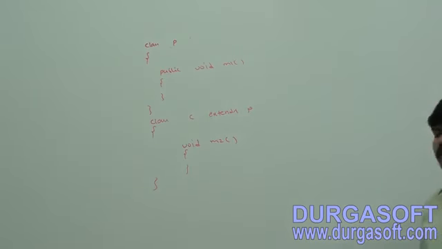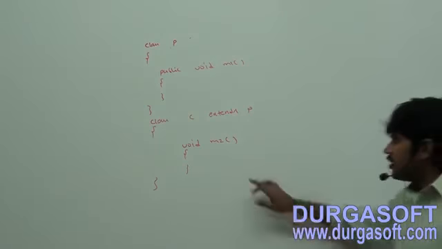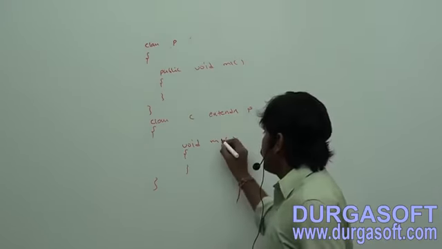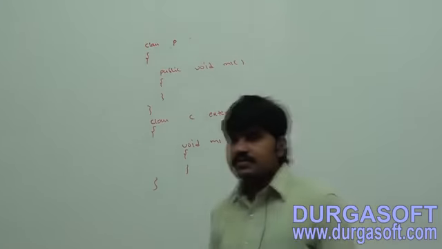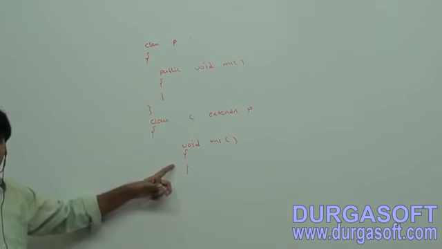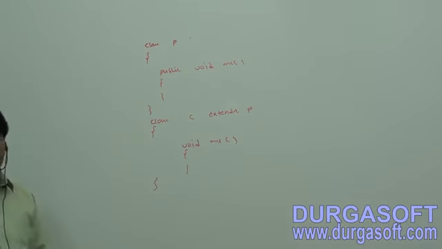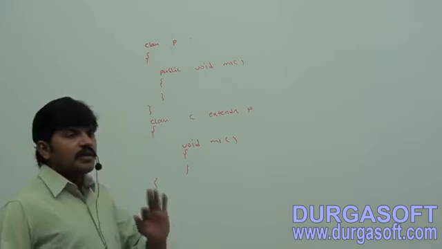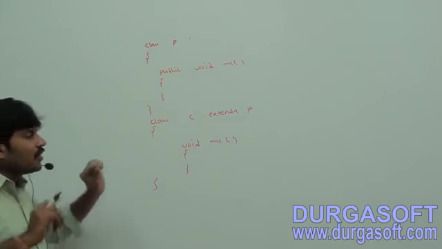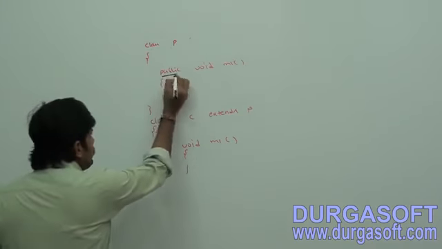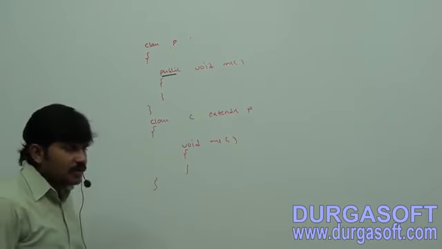Parent class method is public void m1. Child class method is void m1 only, because it is overriding, right? Void m1, like this I am taking. Valid or not? Invalid, 100%. If I try to compile this code, we are going to get a compile time error. What is the reason for that? What is the rule for that? Here, parent class method is public. Child class method is default.